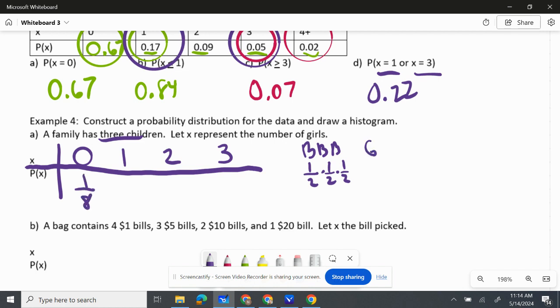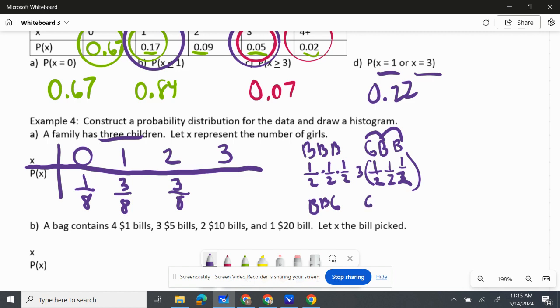Getting 1 girl would be girl, boy, boy, 1/2, 1/2, 1/2. But there's 3 ways that it could happen. Either the girl is the oldest, the middle, or the youngest. We're not sure which is which, so it's going to be 3/8. Having a boy, girl, girl is going to follow the same 3/8. And having a girl, girl, girl is going to follow the 1/8. One way that we see that we're doing it correctly is if we add up all the probabilities, it should add up to 1.